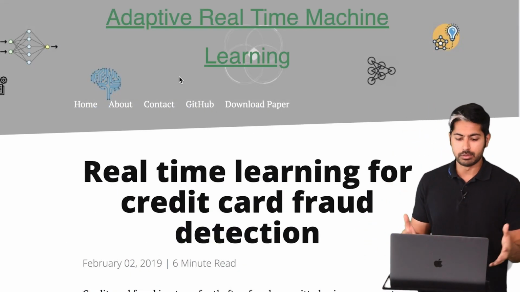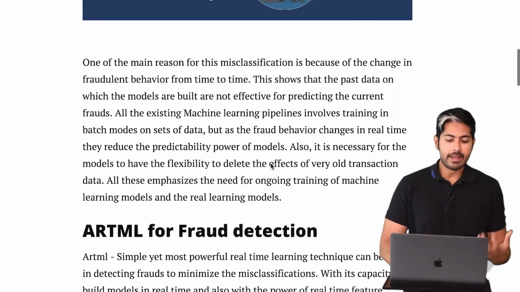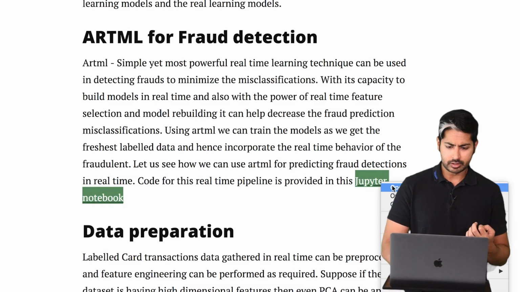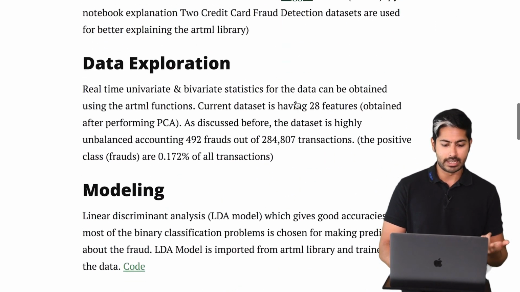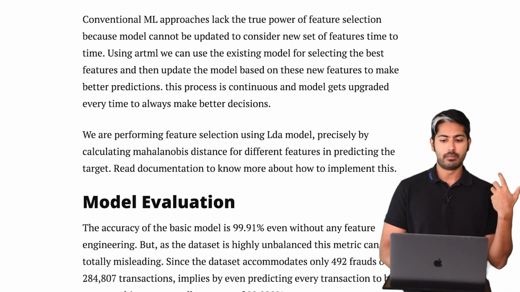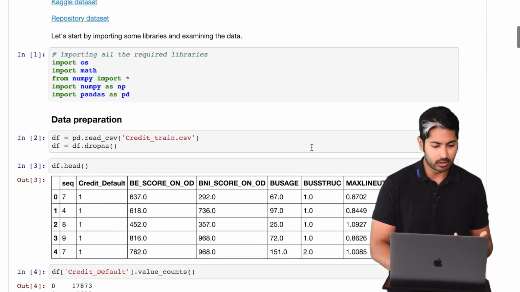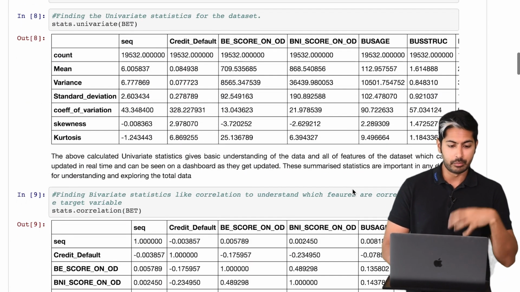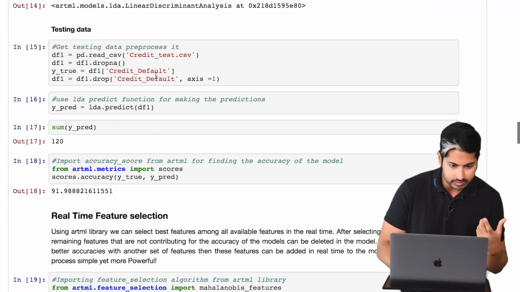And I also found this great blog post on real-time learning for credit card fraud detection. Basically, this guy uses this library called ArtML to do this. I thought this was really inspiring to see how they also use PCA using the same Kaggle data set. They got some great features, but basically they were saying the same thing, that fraud behavior changes in real time, so we need some kind of adaptive real-time learning for credit card fraud detection. What we could do is take this locally running Flask file and implement ArtML as well to have this continuously learning model.